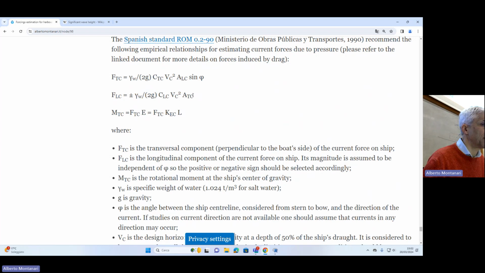We don't have to multiply by the cosine, because we can take the whole area and assume that the whole area is exposed to the action of currents. So this is why you don't see any angle here, because ATC is much lower, and therefore we can take the conservative approach and assume that all the transversal area is exposed.